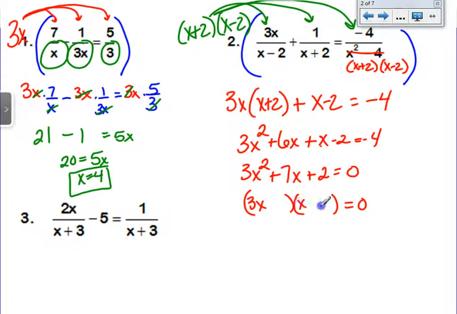Let's see here. How about a plus 2 on the end, because that'll give me a 6 on the outside and a 1 on the inside. Now when you go ahead and solve both of these factors, you get negative 1/3 and then negative 2.